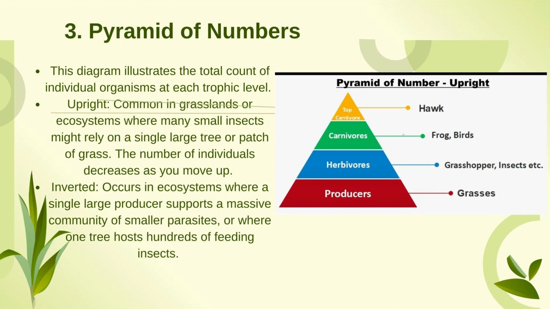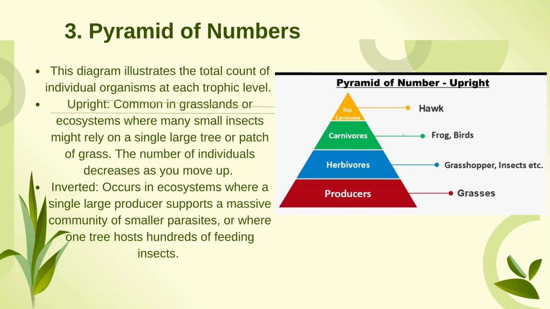Next is the pyramid of numbers. In this diagram we can see the total count of individual organisms at each trophic level. So even the pyramid of numbers can be upright or inverted. These are upright mostly in grassland ecosystems, where the number of individuals decreases as we move up. An inverted pyramid occurs in ecosystems where a large number of producers support a massive community of small parasites, or where one tree hosts 100 feeding insects.